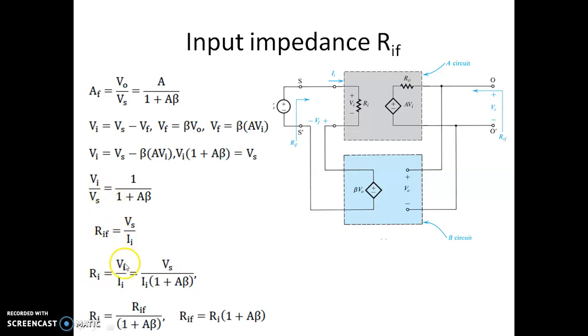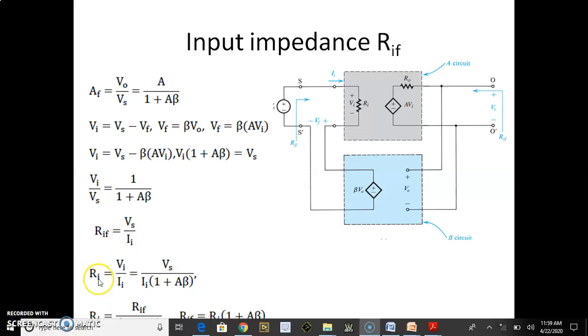We want to replace this Vi, and you can see we have an expression for Vi here. Since I know the input impedance of this amplifier at this point, Ri, is equal to Vi by Ii, let me replace this Vi by this expression. Can I write Vi is equal to Vs by 1 plus A beta? That's what is done here. This Vi is replaced by Vs by 1 plus A beta from this equation.